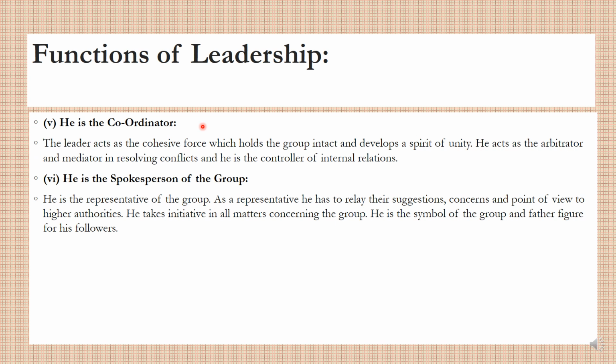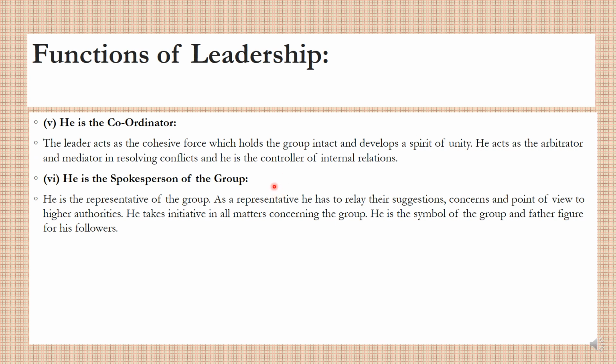So what is he doing? He's actually coordinating everything. So the leader acts as the cohesive force which holds the group intact and develops a spirit of unity. He acts as the arbitrator and the mediator in resolving conflicts, and he's the controller of internal relations. So all these are a coordinator's job. So a manager as a leader has to coordinate everything as well.